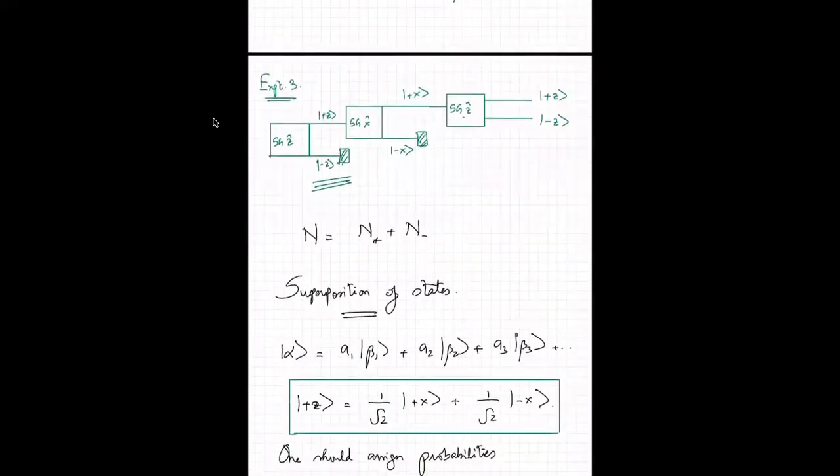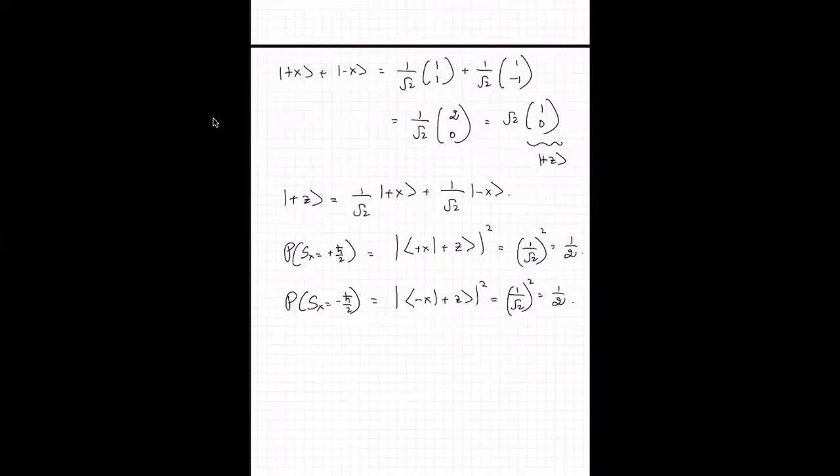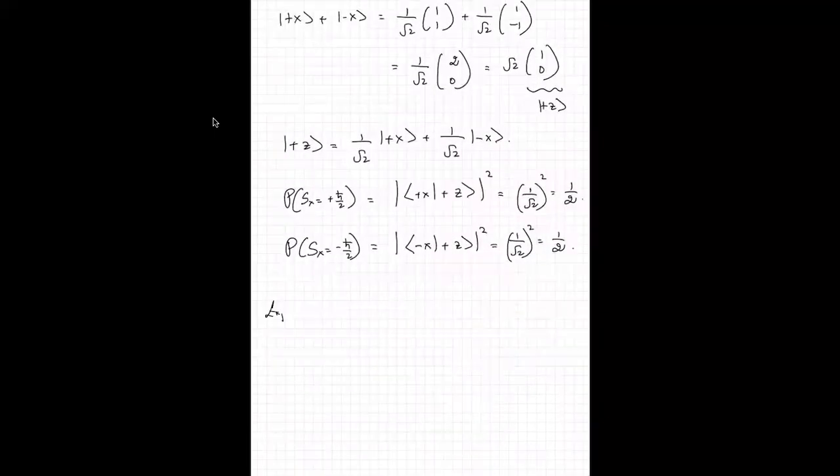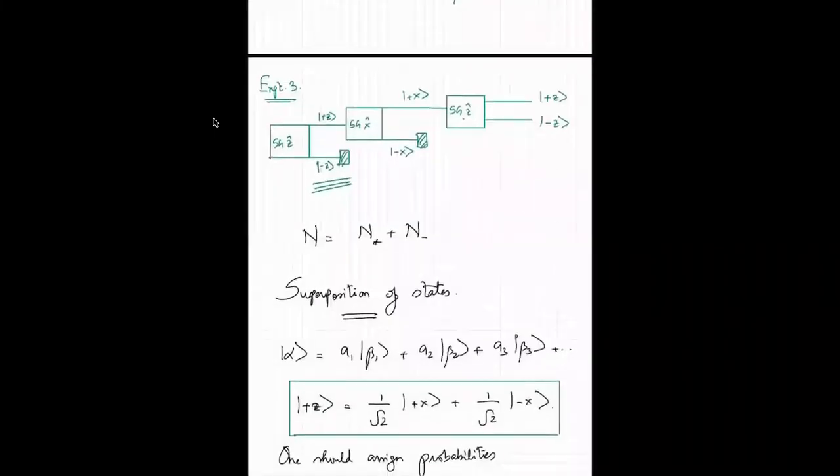Well, the first part of experiment number 3 is basically experiment number 2, right? I have prepared the system, then I am feeding it through the SGZ apparatus. I split it into plus z and minus z. I block minus z, and on the plus z state, I am measuring Sx. Again, I get 50% plus x and 50% minus x. Now I'm blocking minus x. Okay. Now in the path of the plus x beam, I'm measuring Sz.